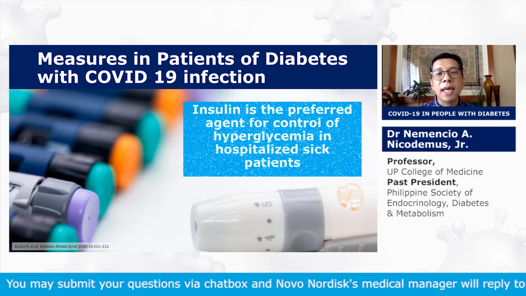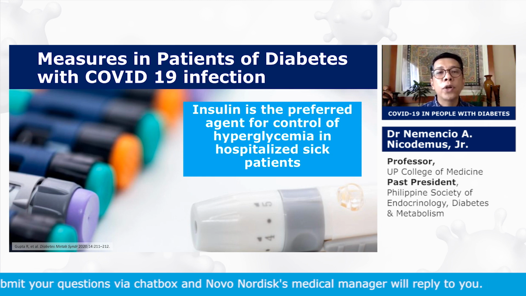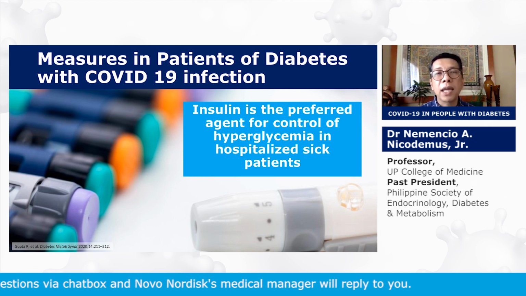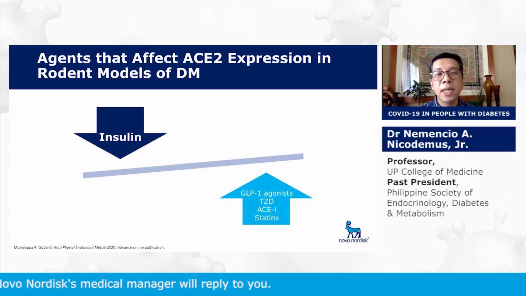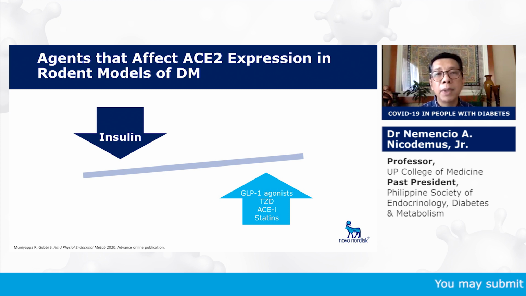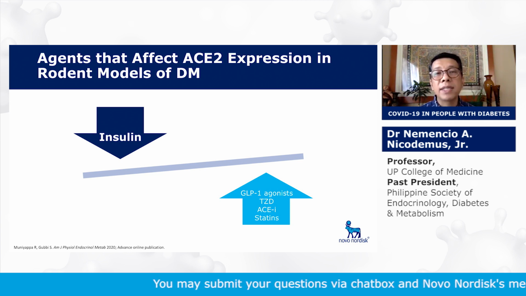And here, insulin is the preferred agent for the control of hyperglycemia, particularly among these very sick patients, because it has been shown in animal studies that insulin reduces the expression of the ACE2, the very important receptor that allows the entry of SARS-CoV-2 viruses inside the body. There are, however, other agents based on animal studies that can increase the expression of ACE2, and these include the GLP-1 agonist, the thiazolidinediones, ACE inhibitors, and even statins.